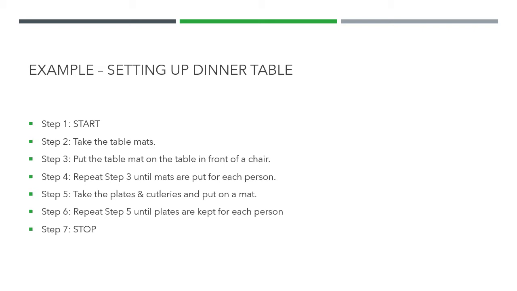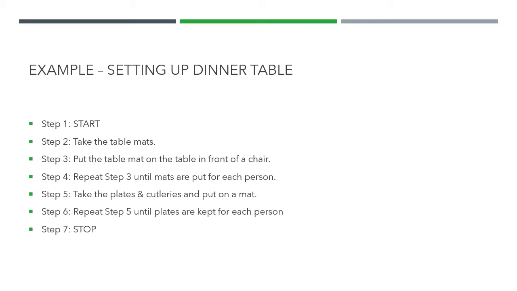Now step 5. Take the plates and cutlery and put them on a mat. You will take the plates and cutlery that you have to put for each person. You will take them, you will put them on the mat. Correct? Then again you will take the plates and put them on another mat. And how many times will you do that? Until you have put plates and cutlery on each of the mats. Clear? So step 6 says repeat step 5 until plates are kept for each person. Now what do you have to do? End or stop. Understood?